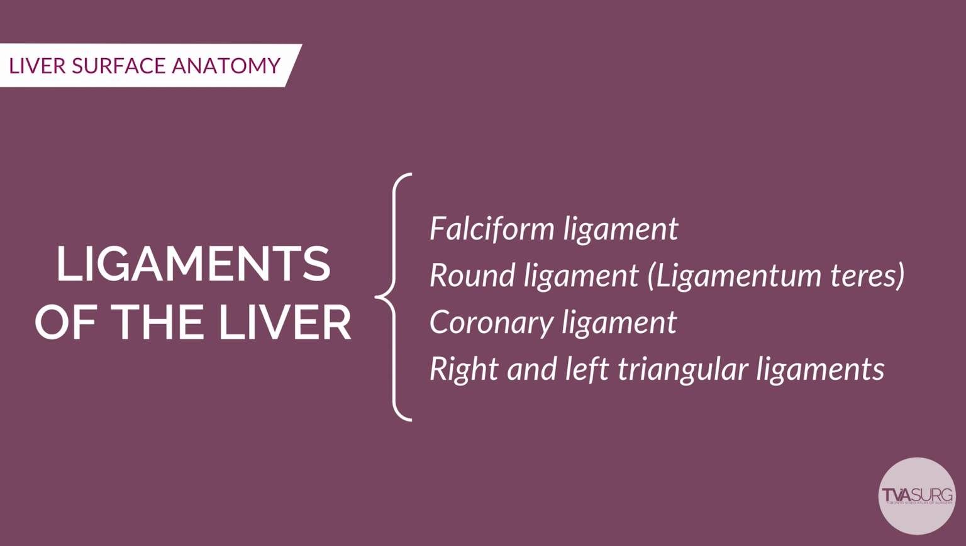When we think of ligaments, we often picture the thick, fibrous connective tissue that's found between bones. However, in liver anatomy, these ligaments are folds of the peritoneum. They are not thick and fibrous, but usually translucent. I will soon show surgical clips of these ligaments and demonstrate their texture.